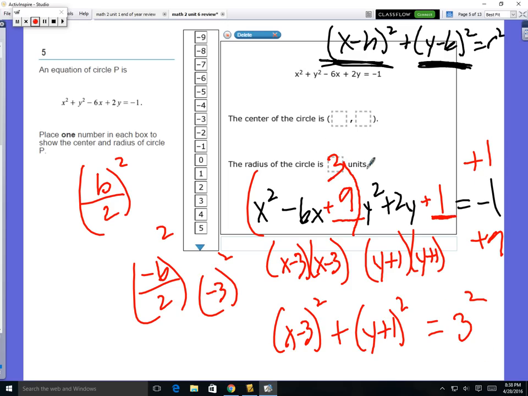So your radius is 3, and the center is at h. H is after the minus. You've got to remember this minus is not part of the number, it's part of the model. So the center x is 3, and this is really y minus negative 1. So it's negative 1, because that is after the minus.